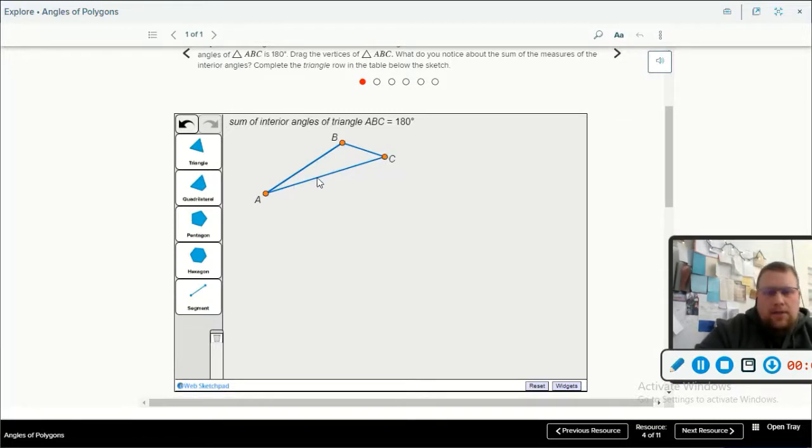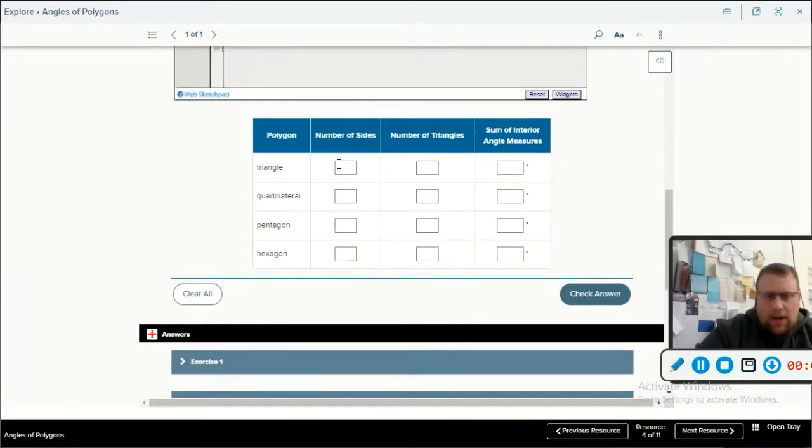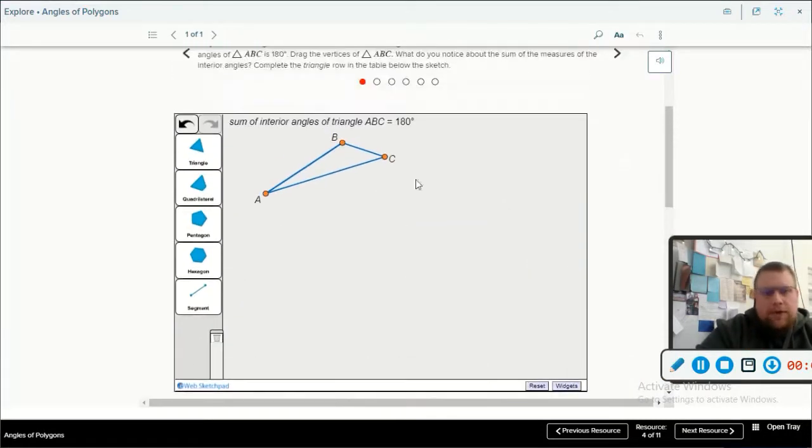And how many sides are there? 3. How many triangles make up this figure? Well, it's just one triangle. So let's do this. The number of sides is 3. The number of triangles is 1. The angles add up to 180. We know that. The sum of the angles of a triangle is always 180. Let's talk about a quadrilateral.